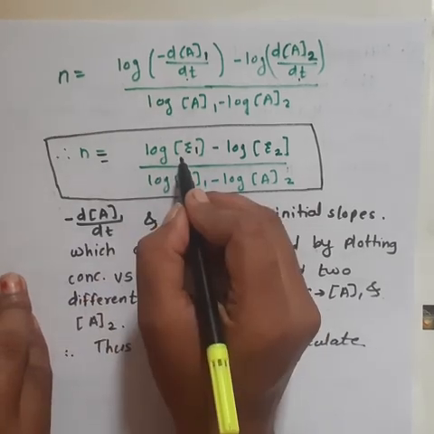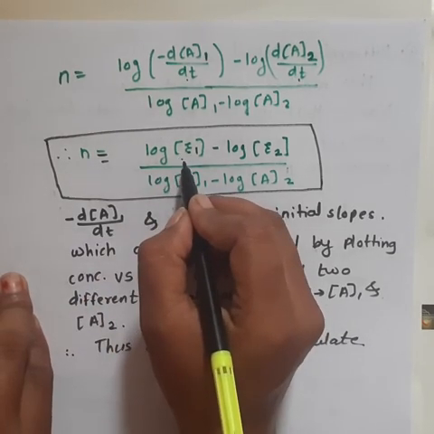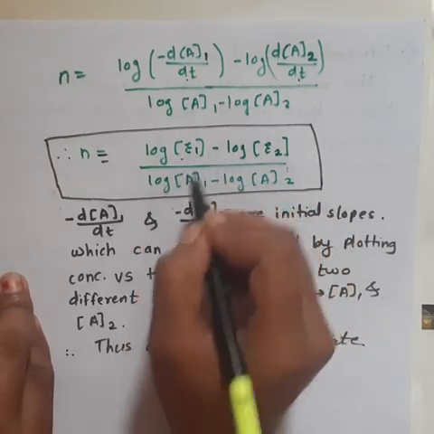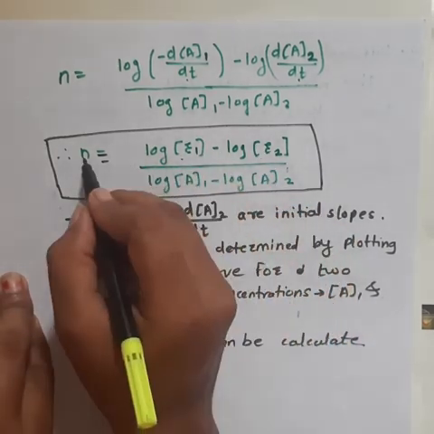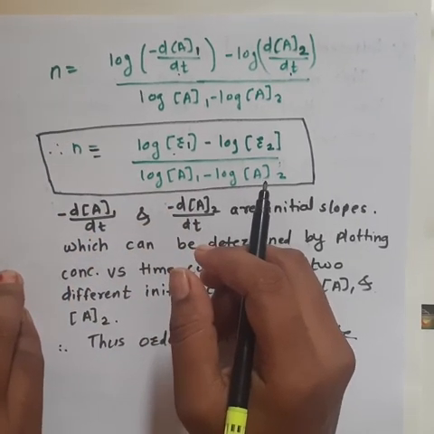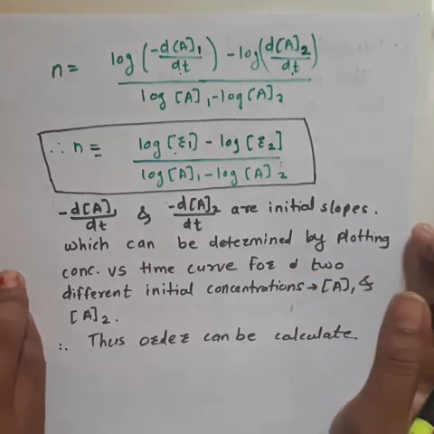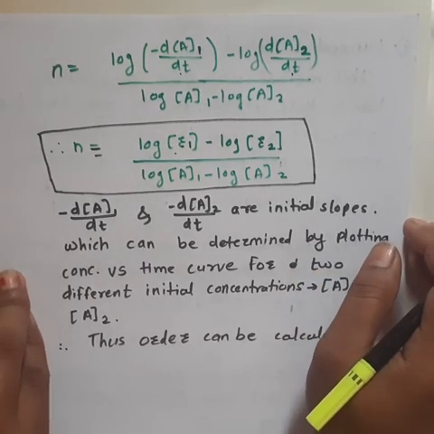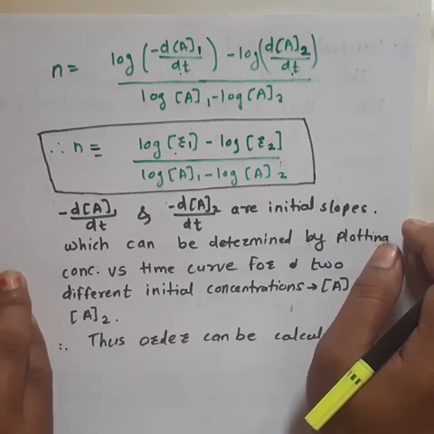We put the values here in the rate equation. Here is R1 and here is R2. Therefore, by substituting all these values, the order can be calculated. In this way, we have determined the order of a reaction. So, in this lecture, we have completed all the different methods to determine the order of a reaction.